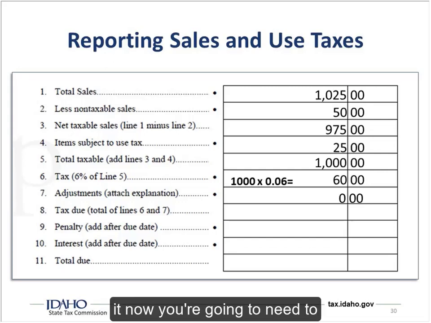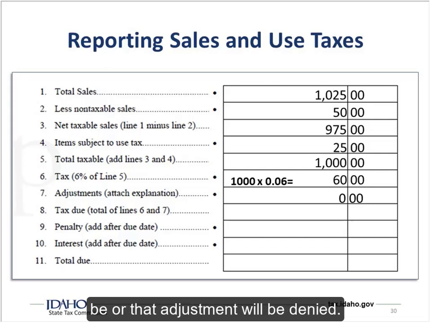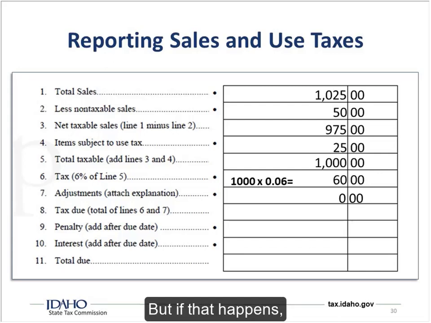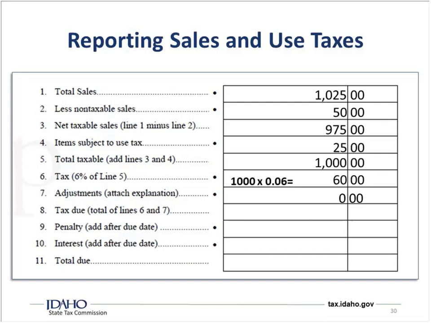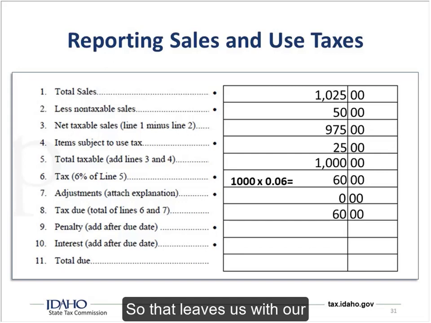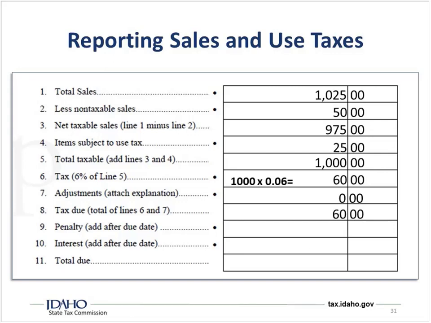Now you're going to need to give us some documentation of that transaction, or that adjustment will be denied. This is why keeping track of your receipts and things is important. But if that happens, that's where you'll put it. In our example here, we don't have any adjustments just yet. So it leaves us with our total taxable due of $60.